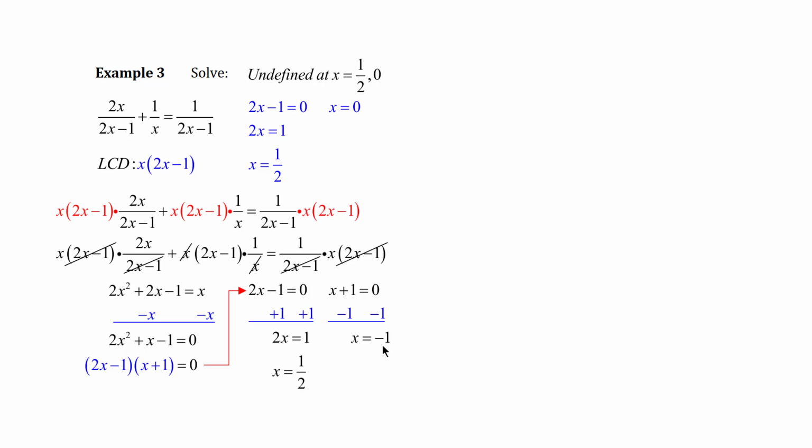For this rational equation, we cannot use x equals 1/2 because it's not part of the domain. So our only solution is -1. We write our final answer in set notation, so we have curly brackets, and on the inside we have -1.